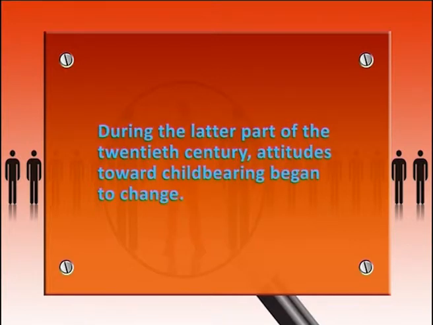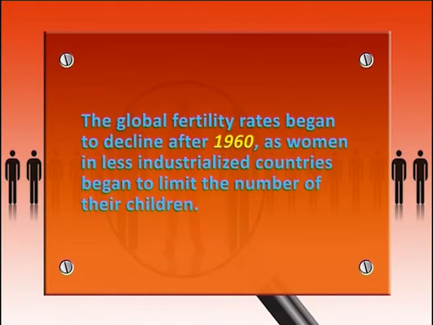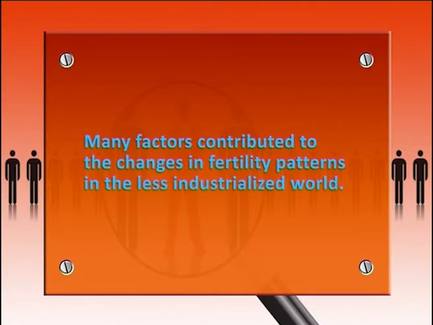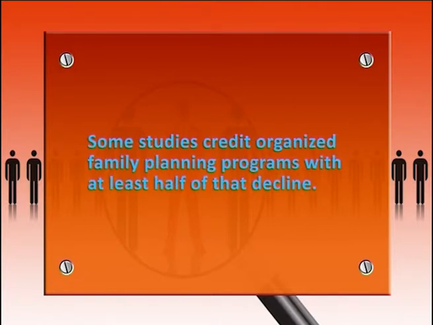During the latter part of the 20th century, attitudes towards childbearing began to change. The global fertility rates began to decline after 1960 as women in less industrialized countries began to limit the number of their children. Many factors contributed to the changes in the fertility patterns in the less industrialized world. Some studies credit organizations, family planning programs with at least half of the decline.